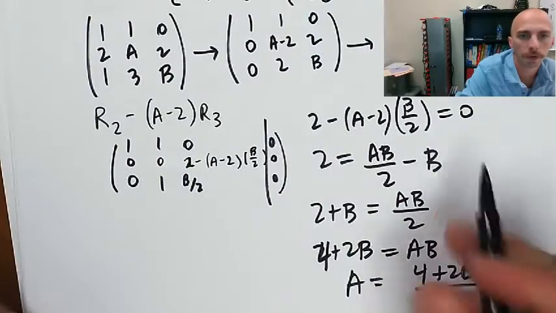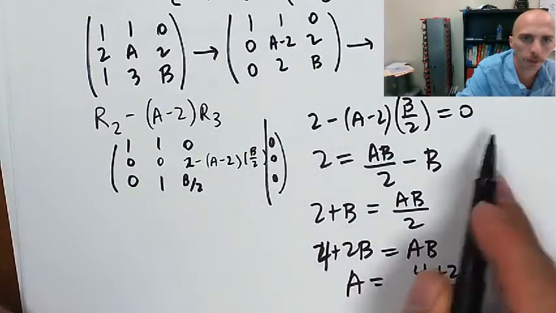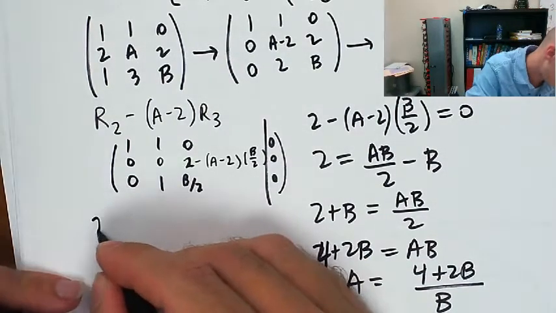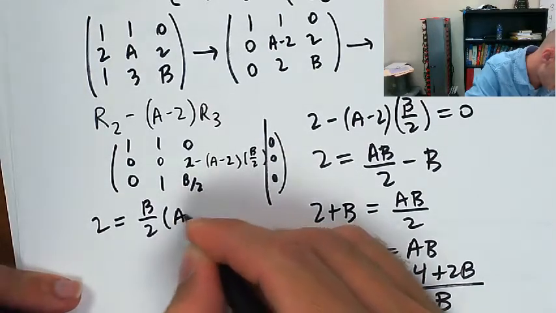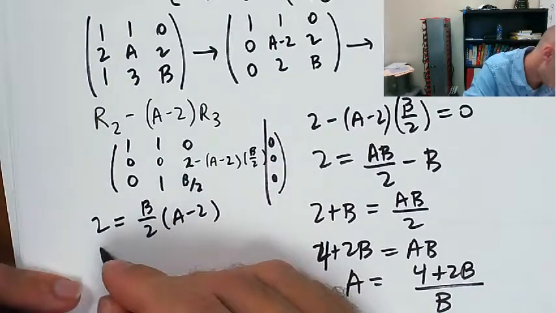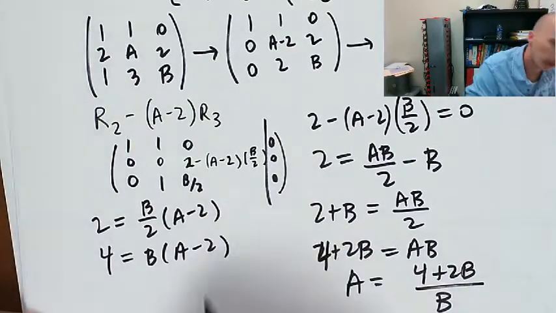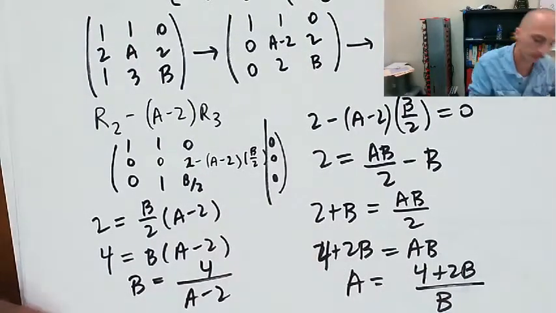And then if I was trying to solve for b, I'd just try to get at that thing. I'd probably add it over, divide by the a minus 2, and then double. So what I'll have is 2 equals b over 2 times a minus 2. I'm going to multiply by 2, and I'll say 4 equals b times a minus 2. And then I'll solve for b, and I'll say b equals 4 divided by a minus 2. That's nice.